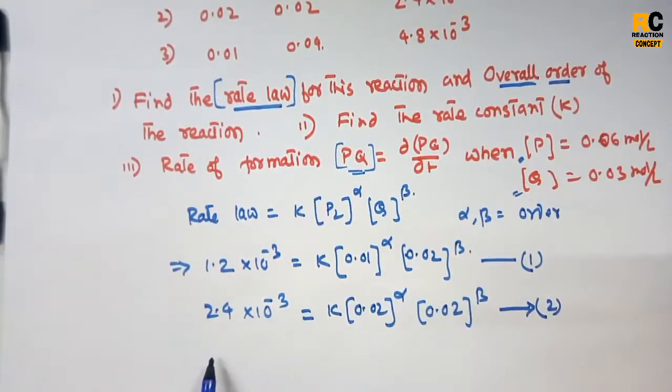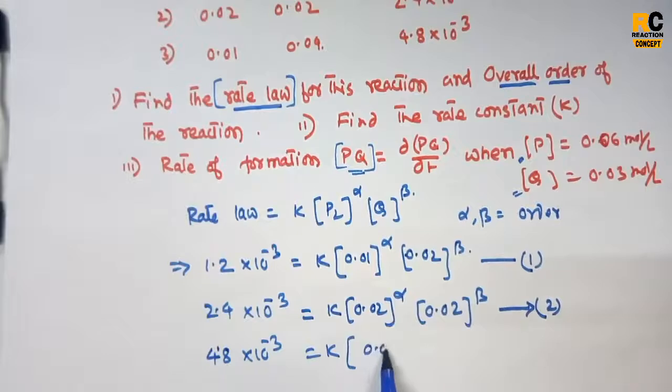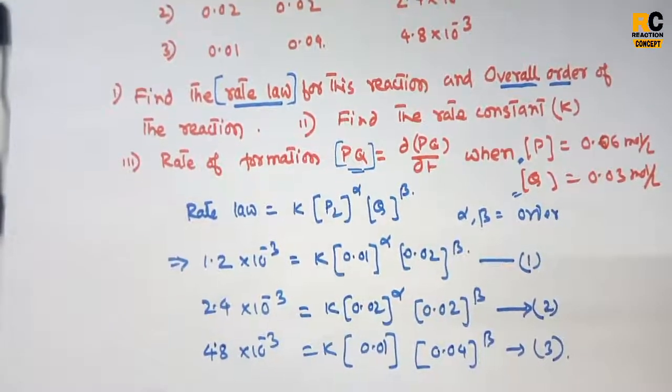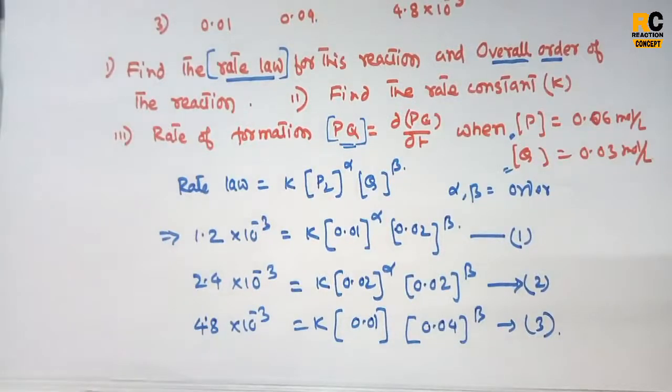Whereas in the third case, the rate is 4.8 into 10 to the power minus 3, and the concentration of P is 0.01 and Q is 0.04 to the power beta. Number it as 3. So these are the three equations. You see in these equations the alpha and beta values are unknown.